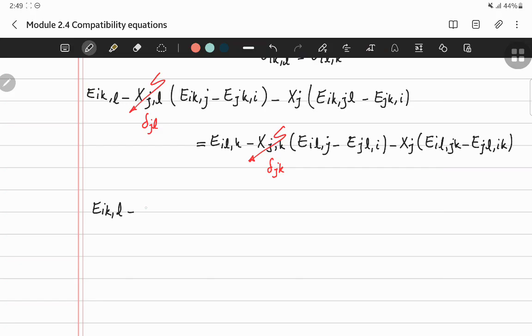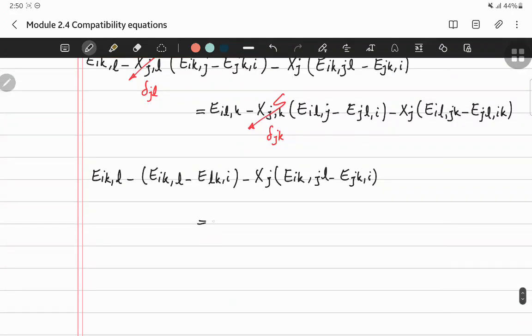All right. So I can further simplify this: e_ikl minus, j is equal to l, so j is equal to l, I have e_ikl minus e_lki, minus x_j, the rest of the terms in here, delta_jl minus e_jki is equal to, here I have e_ilk minus, here j is equal to k, e_ilk minus e_kli, minus the rest.